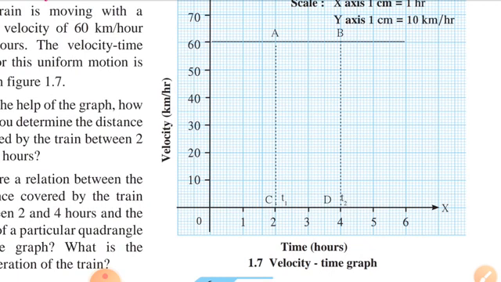So the acceleration of the train is 0, because acceleration means change in the velocity. Here initial and final velocity are both 60. That means there is no change in the velocity. So we can say that the acceleration of the train is 0.